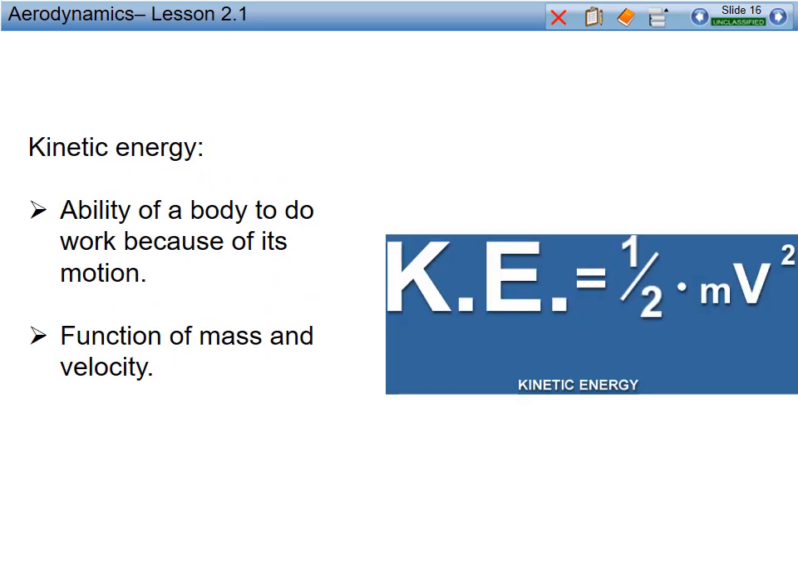Kinetic energy is the ability of a body to do work because of its motion. It is a function of mass and velocity. So kinetic energy is equal to 1/2 mass v squared.